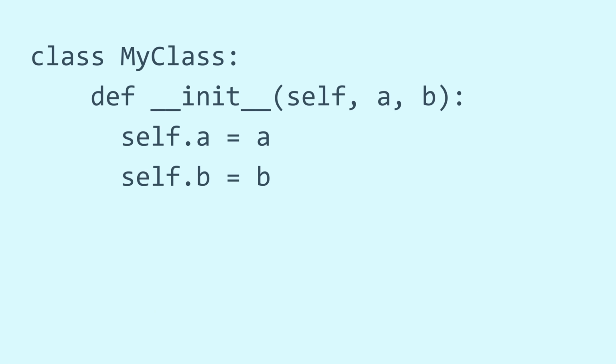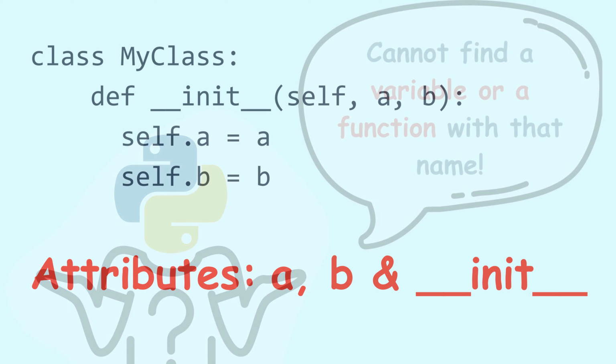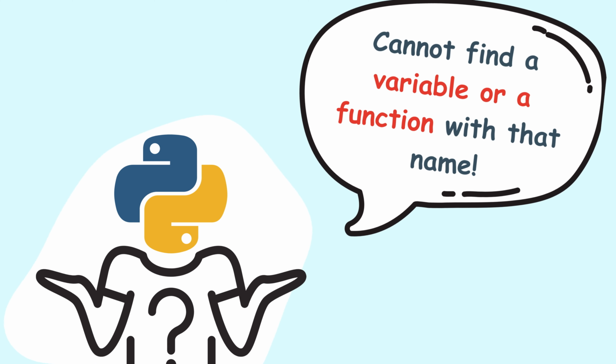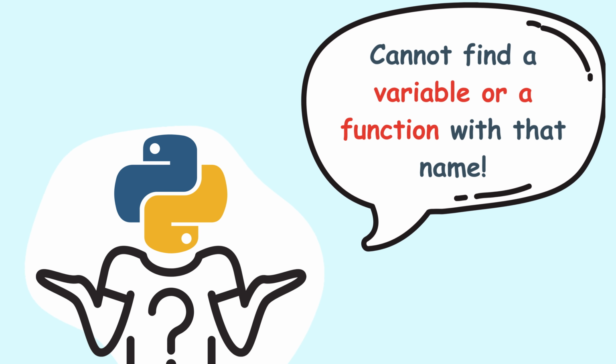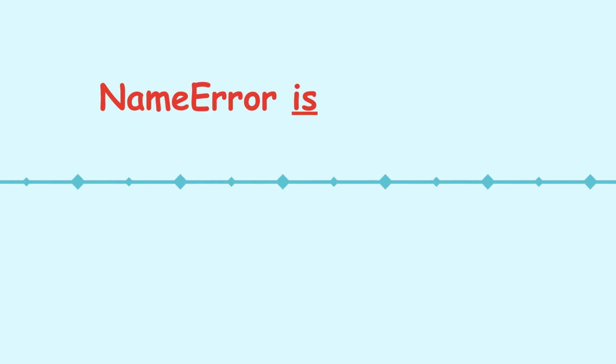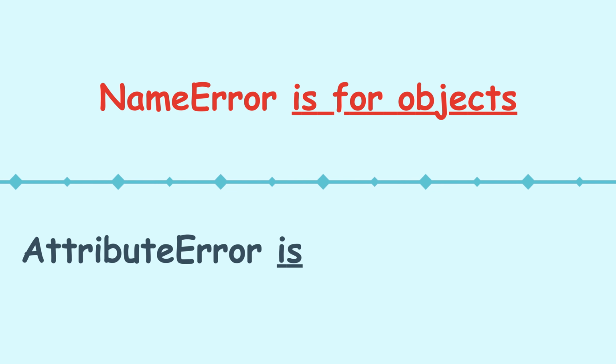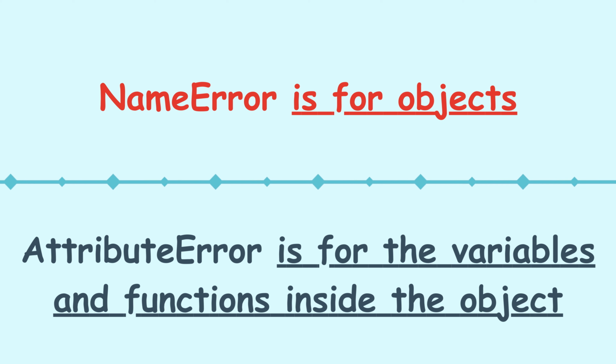For example, the following class has 3 attributes. The variable a is attribute 1, the variable b is the second attribute, and this init method is the third attribute. I hope you got the point. So whenever you run into an attribute error, it's basically the Python interpreter telling you that it cannot find a variable or a function with the name that you've mentioned in the code. So basically it's just another name error. Name error is for objects and attribute error is for the variables and functions inside the object.